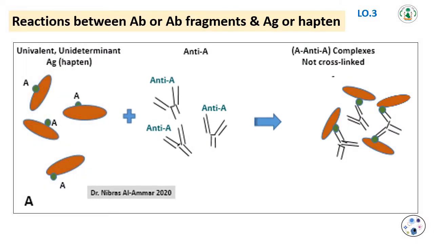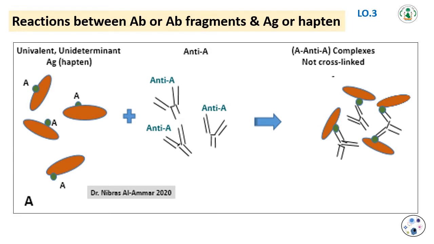Now, reactions between antibody or antibody fragments and antigen or haptens. We have many mechanisms of reaction in that case. Here in this diagram, we have a univalent, unideterminant antigen. It's a hapten here. What do we mean by univalent? A univalent antigen has one binding site with the antibody because it has only a single epitope.